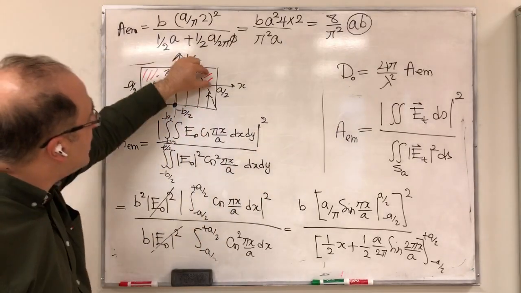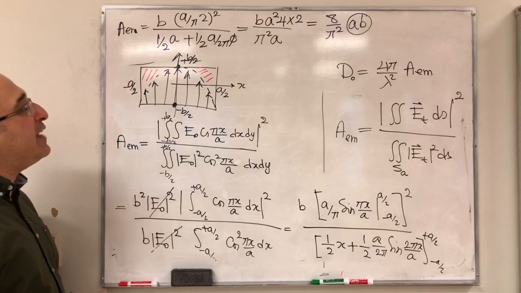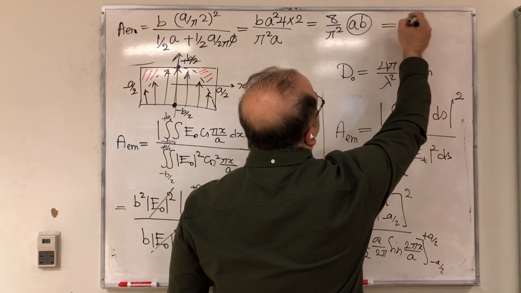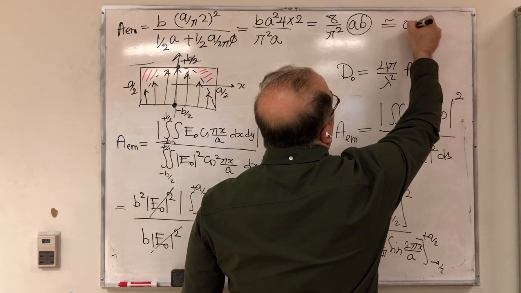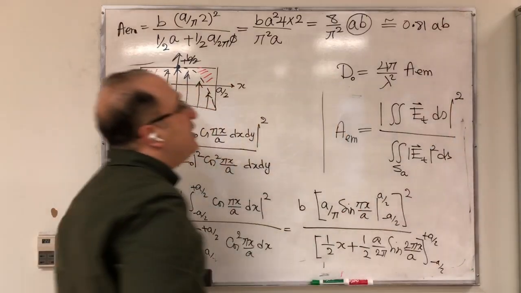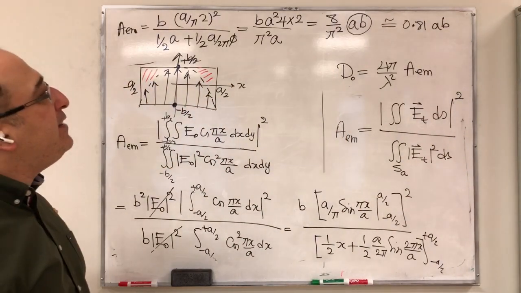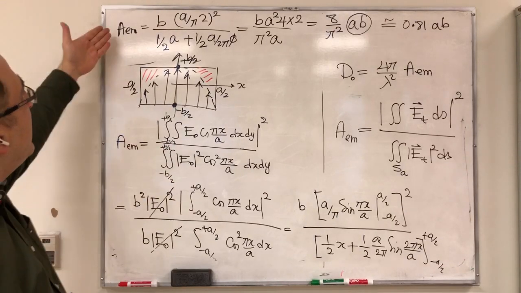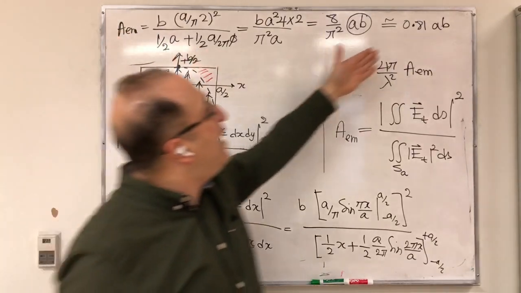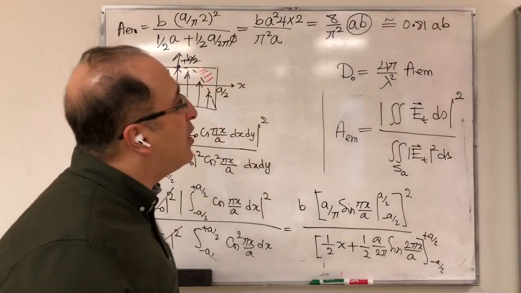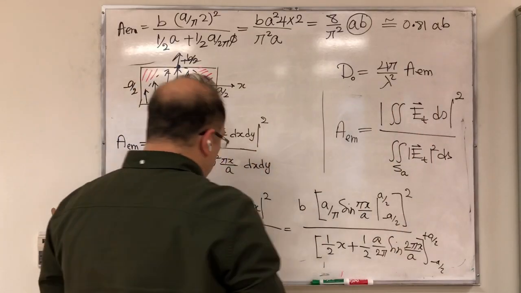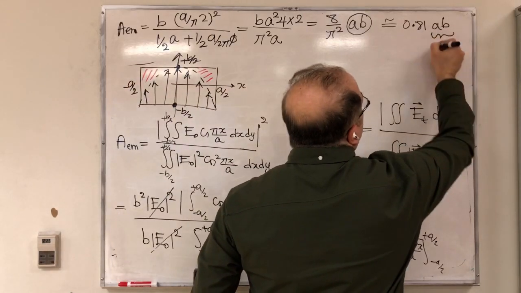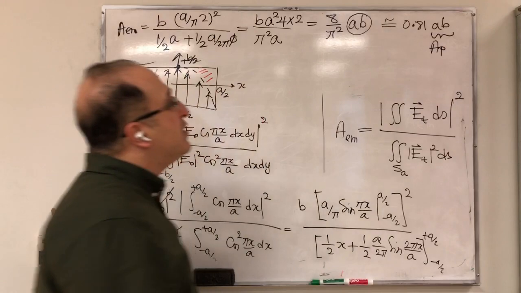And we talked about, for example, these parts that haven't been used. And now if we do 8 divided by pi squared, we get approximately 0.81 times AB. And if you look at that, that means the effective aperture is about 81% of the geometrical aperture, or physical aperture. So let me identify that by AP, which is the physical aperture.